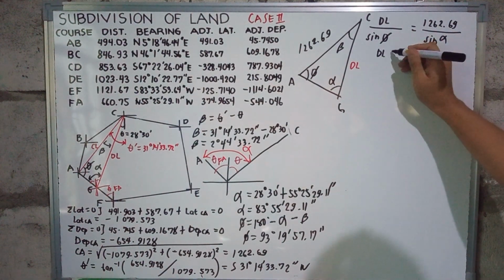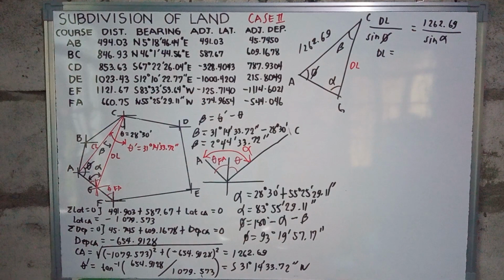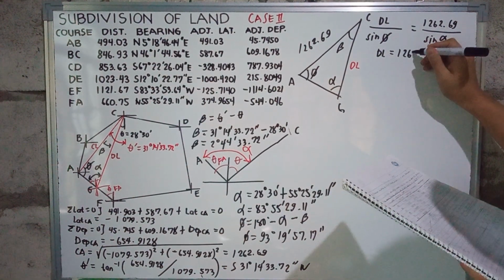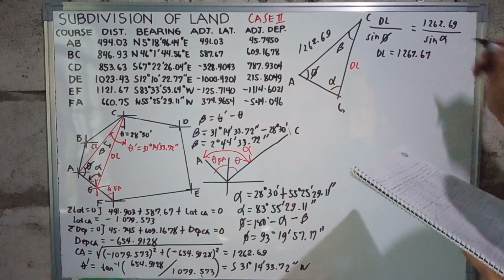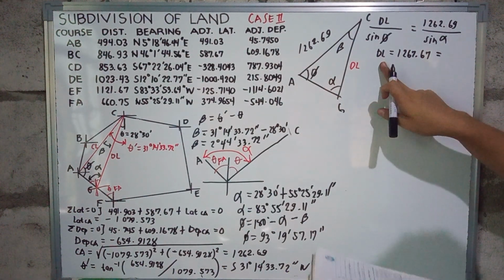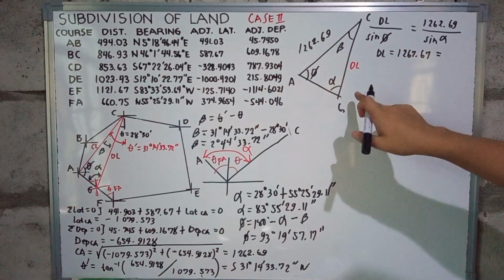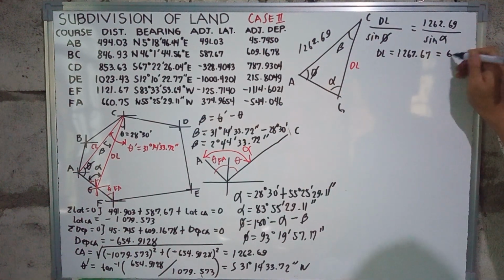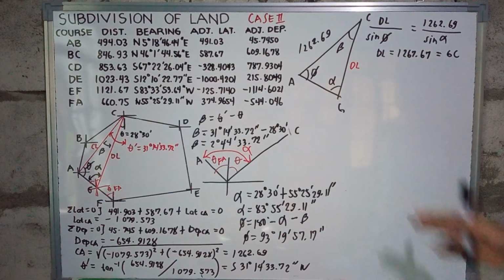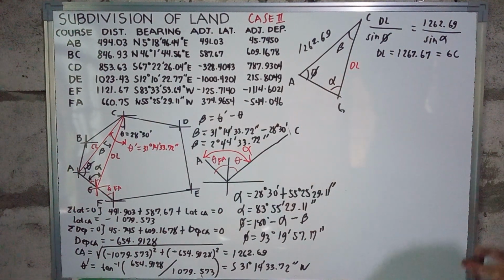So, the dividing line is now equal to 1,267.67. Or, yung dividing line natin, that is also the length from G to C. So, eto na yung value ng dividing line natin. Next naman is kunin naman natin yung value ng AG.